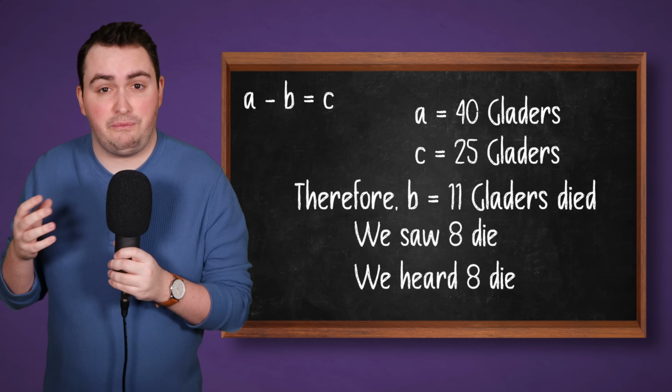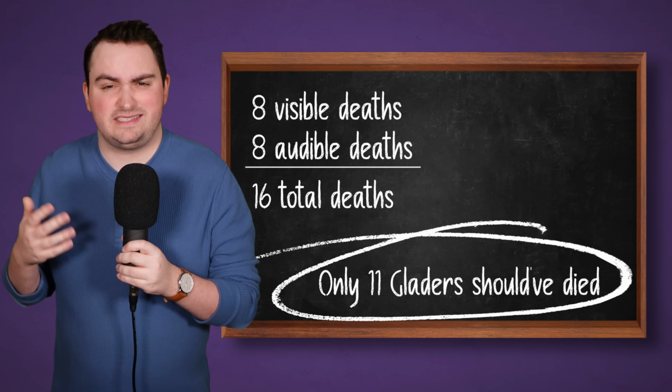So we hear about 8 distinct death cries, and while not all of them may be definitive, it definitely feels like most of them are. And considering based on our math we only have 3 deaths to work with, and we heard 8 die, it's looking like it might not quite be accurate. Even if only half of those cries ended up being a glader dying, it's still off by at least a death or 2. Now I know what you're thinking.